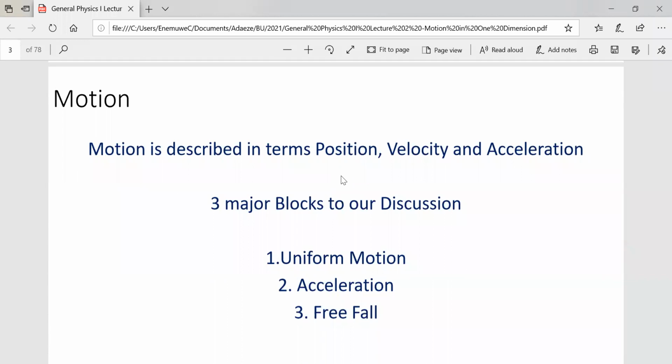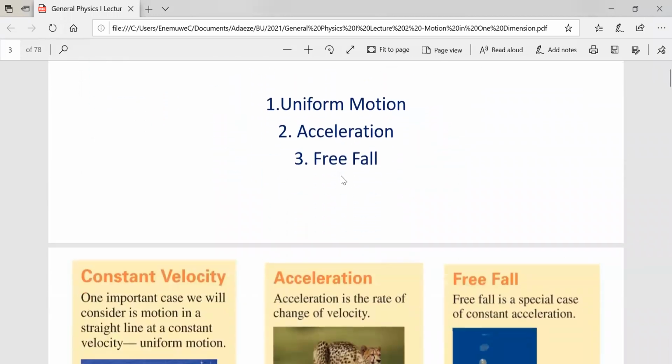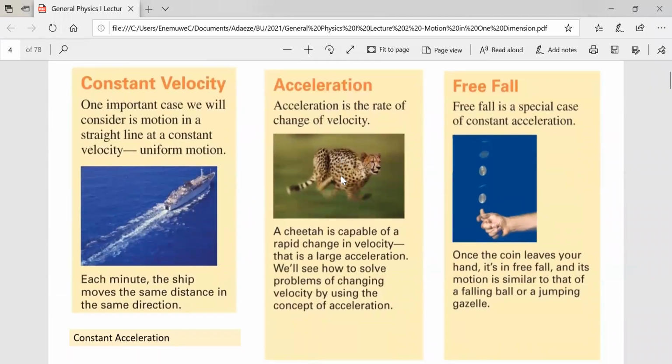We established that we describe motion in terms of position, acceleration, and velocity, all right? We use these 3 terms to describe motion. But the major block of our discourse on this topic will be the uniform motion, the acceleration, and the free fall. So in the first contact, we'll be discussing the uniform motion, and as it relates to uniform motion, interpretation of graphs, understanding the description using position and velocity. Then by the second contact, we move to the details of acceleration, and then in the third contact, we just talk on free fall and practice questions, and we'll be done for the week, okay? So these 3 blocks we just talked about are represented here.